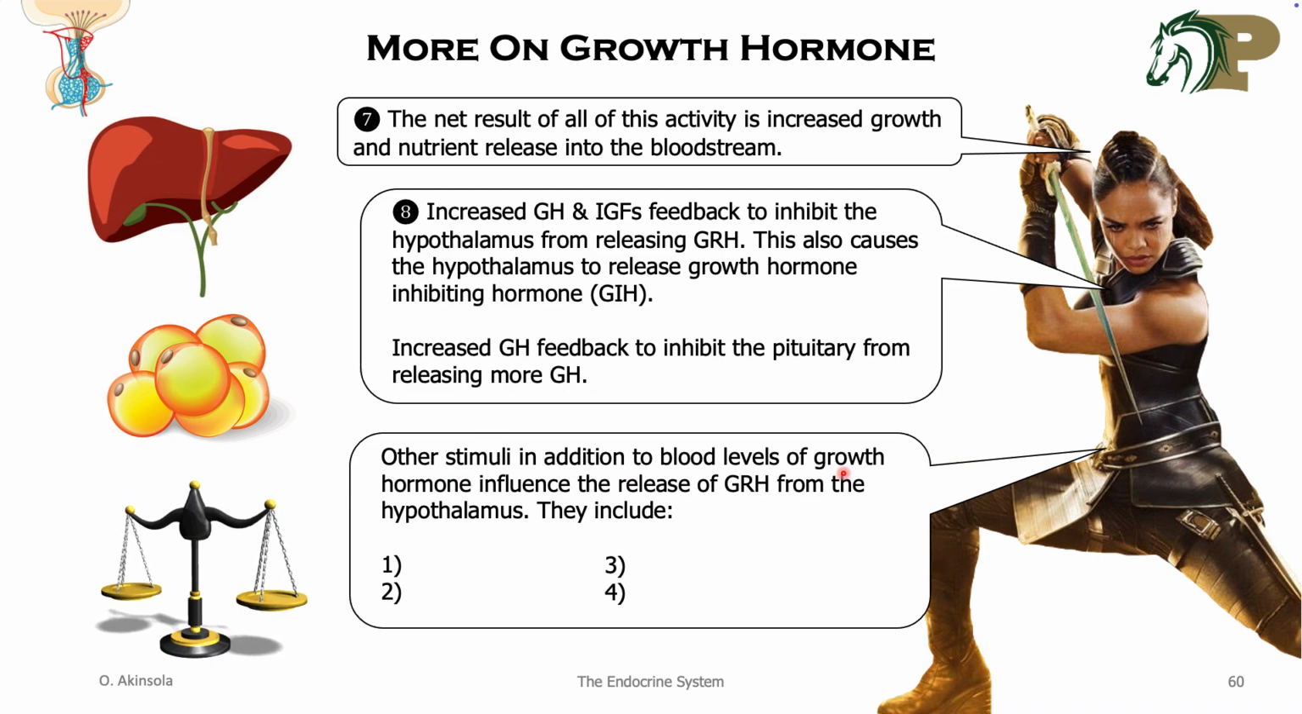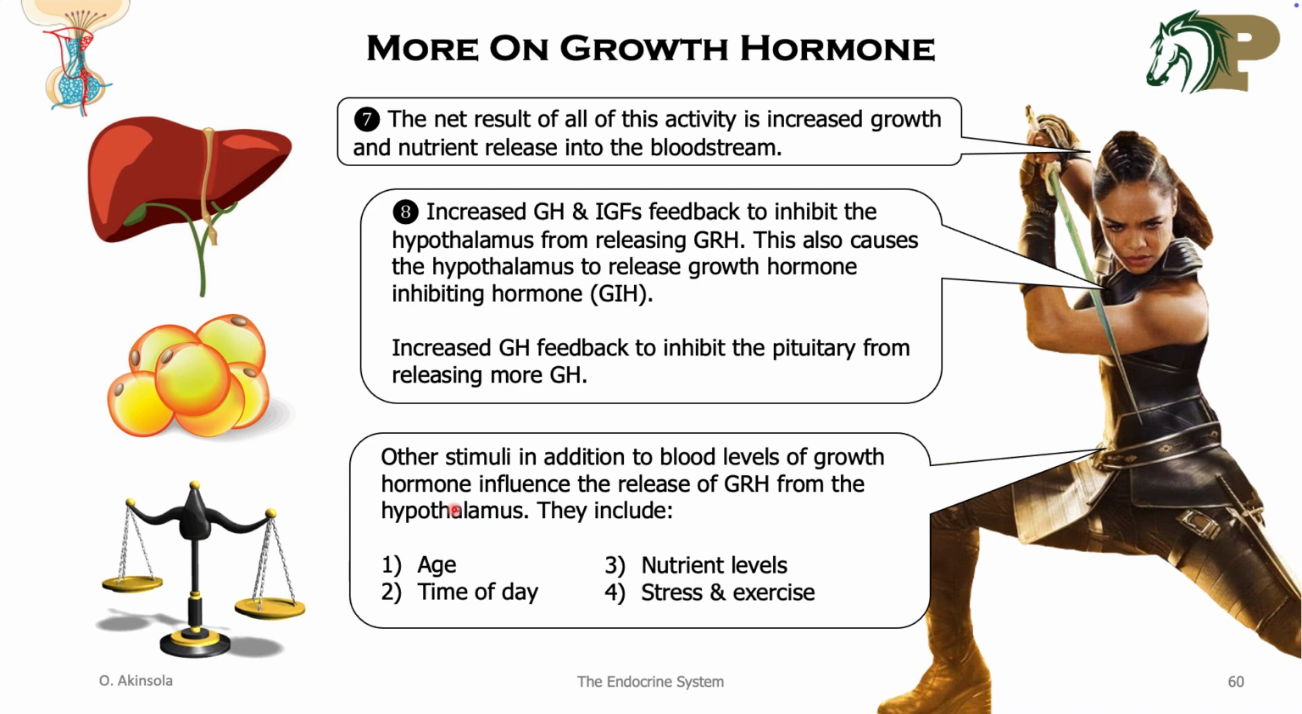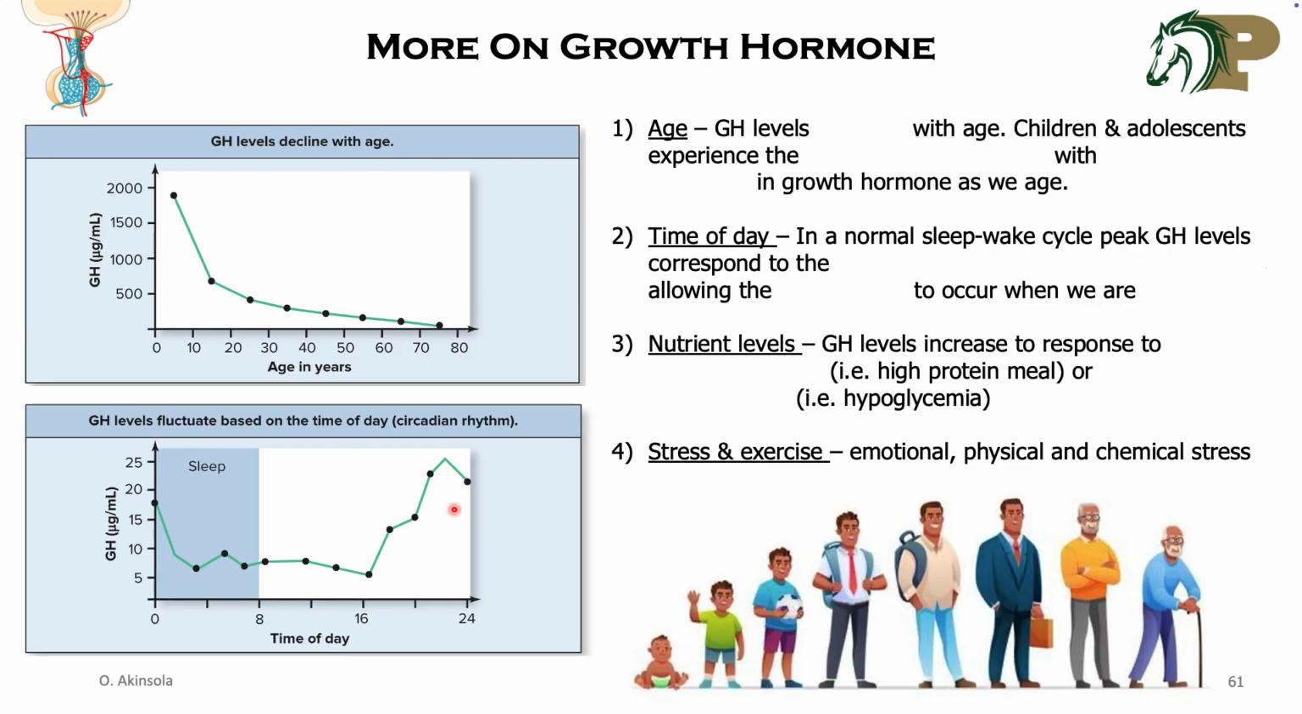Other stimuli, in addition to blood levels of growth hormone, influence the release of GHRH from the hypothalamus. They include age, time of day, nutrient levels, and stress and exercise. We'll talk more about these on the next slide, and then that will bring us to the end of this particular video.